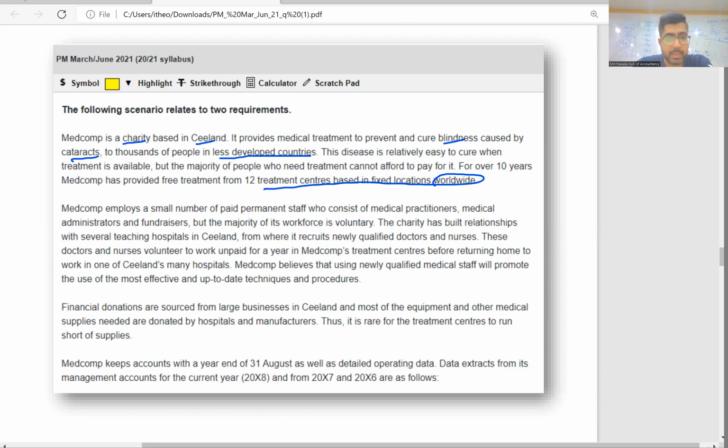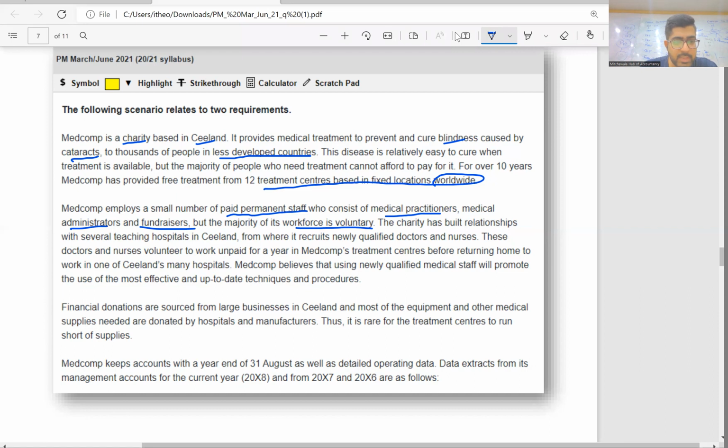MEDCOMP employs a small number of paid permanent staff who consist of medical practitioners, medical administrators, and fundraisers, but the majority of its workforce is voluntary. Obviously, it's a charity, so in charities usually people work voluntarily without the expectation of any money. So this charity has a small number of paid staff, and the majority of the workforce is voluntary.